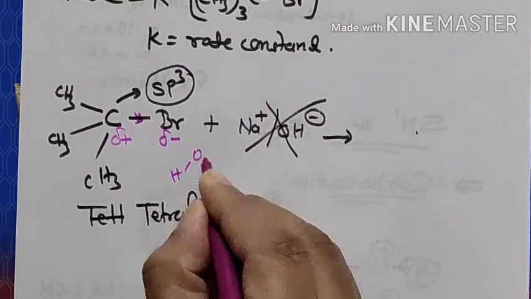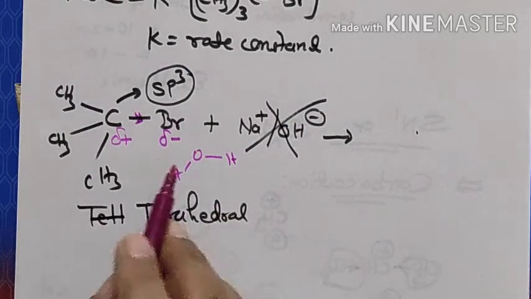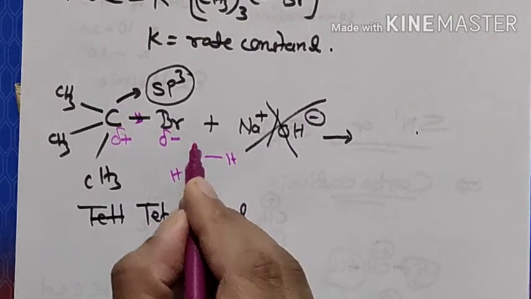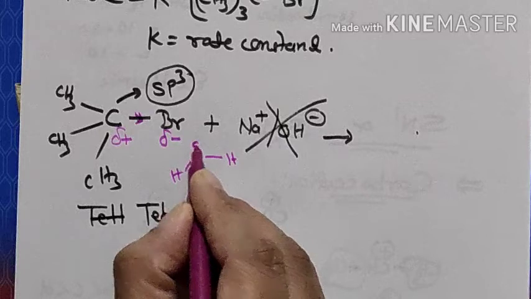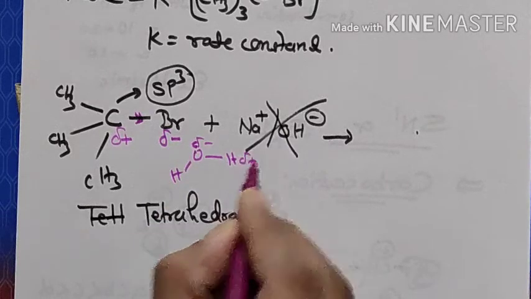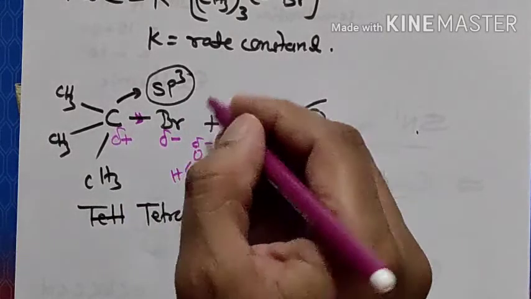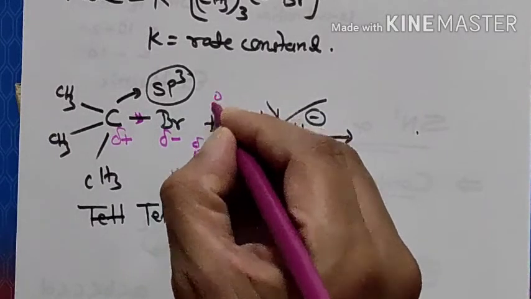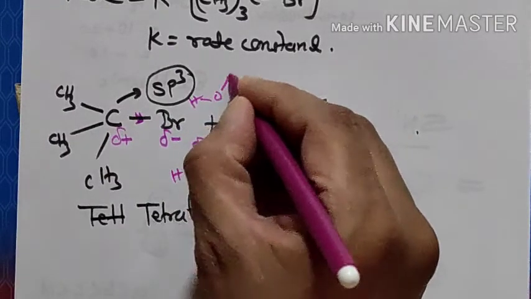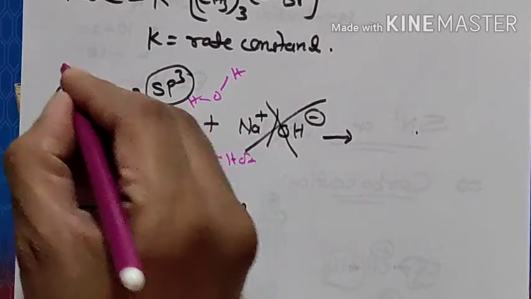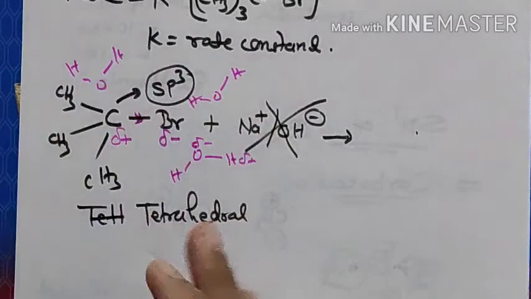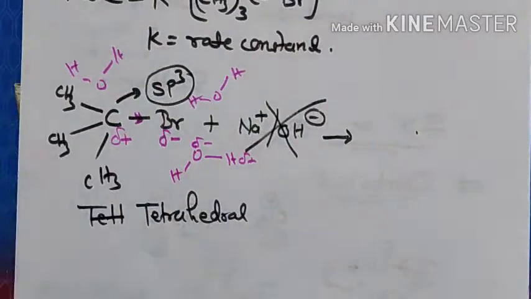OH, H, and in this also oxygen is partially negative and hydrogen is partially positive, correct, student? So this is partially negative and this is partially positive. Same way here also it will be like this only, OH, H, right? Same way here also, OH, H. That means water will be surrounding this throughout.